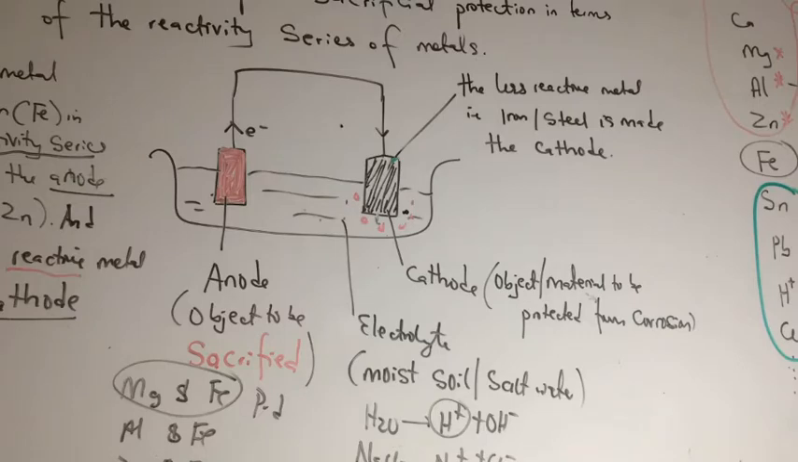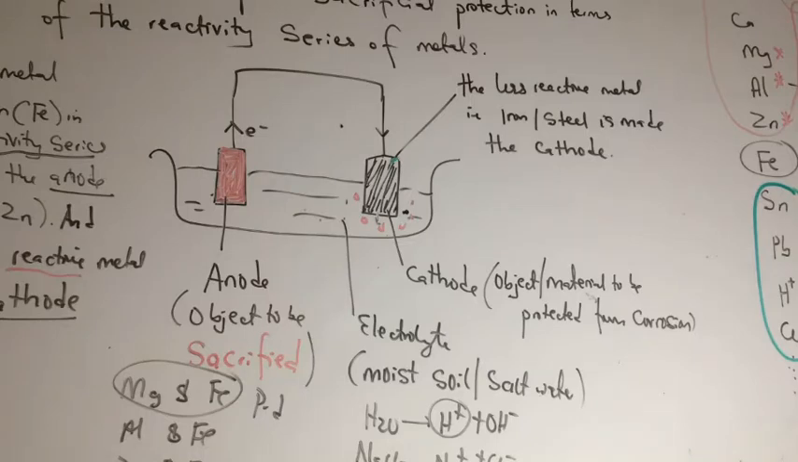Now if you have to connect magnesium and iron, or aluminum and iron, or zinc and iron, which of them will have the highest potential difference of voltage produced? The principle lies in the fact that the further apart the metals are from each other, the higher the potential difference or the voltage produced.